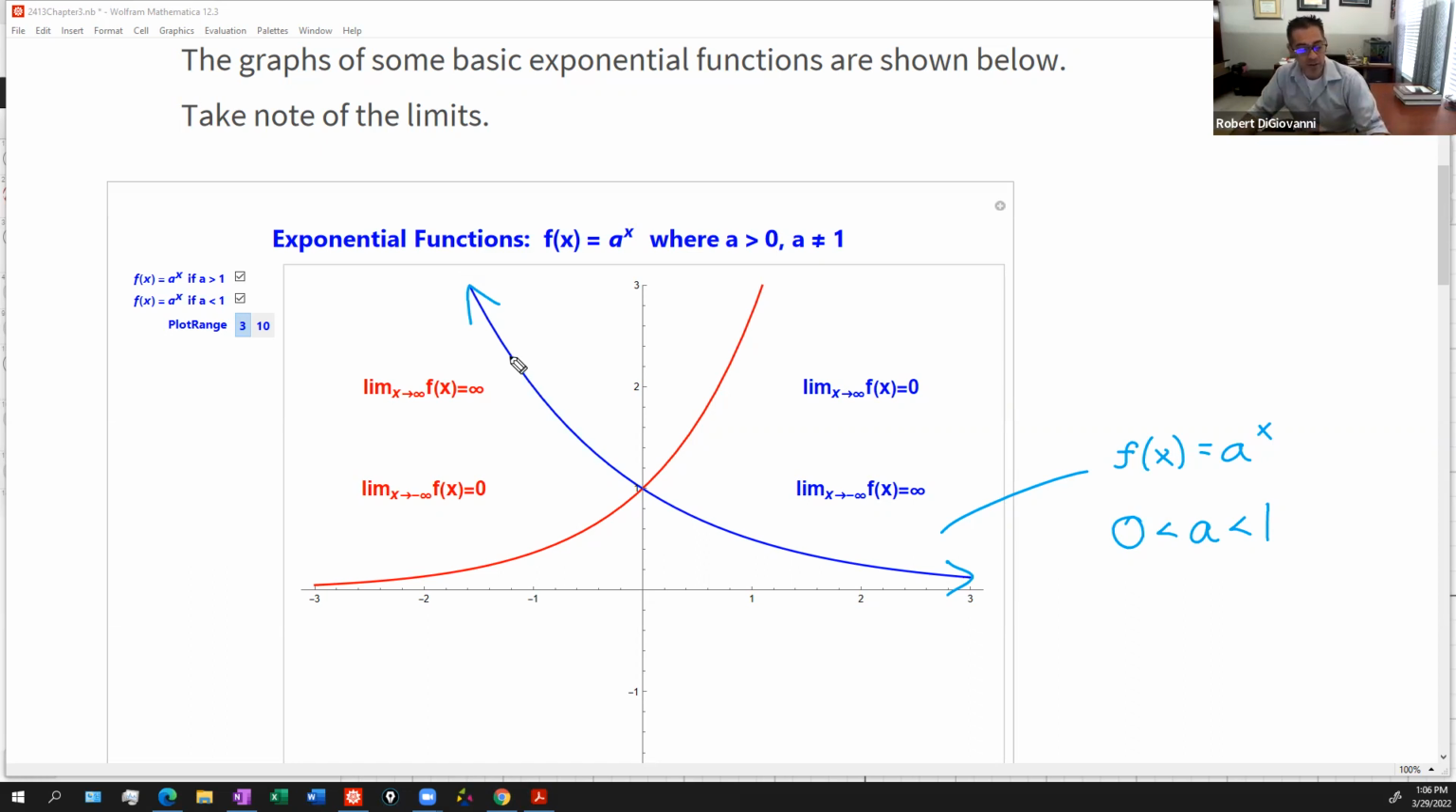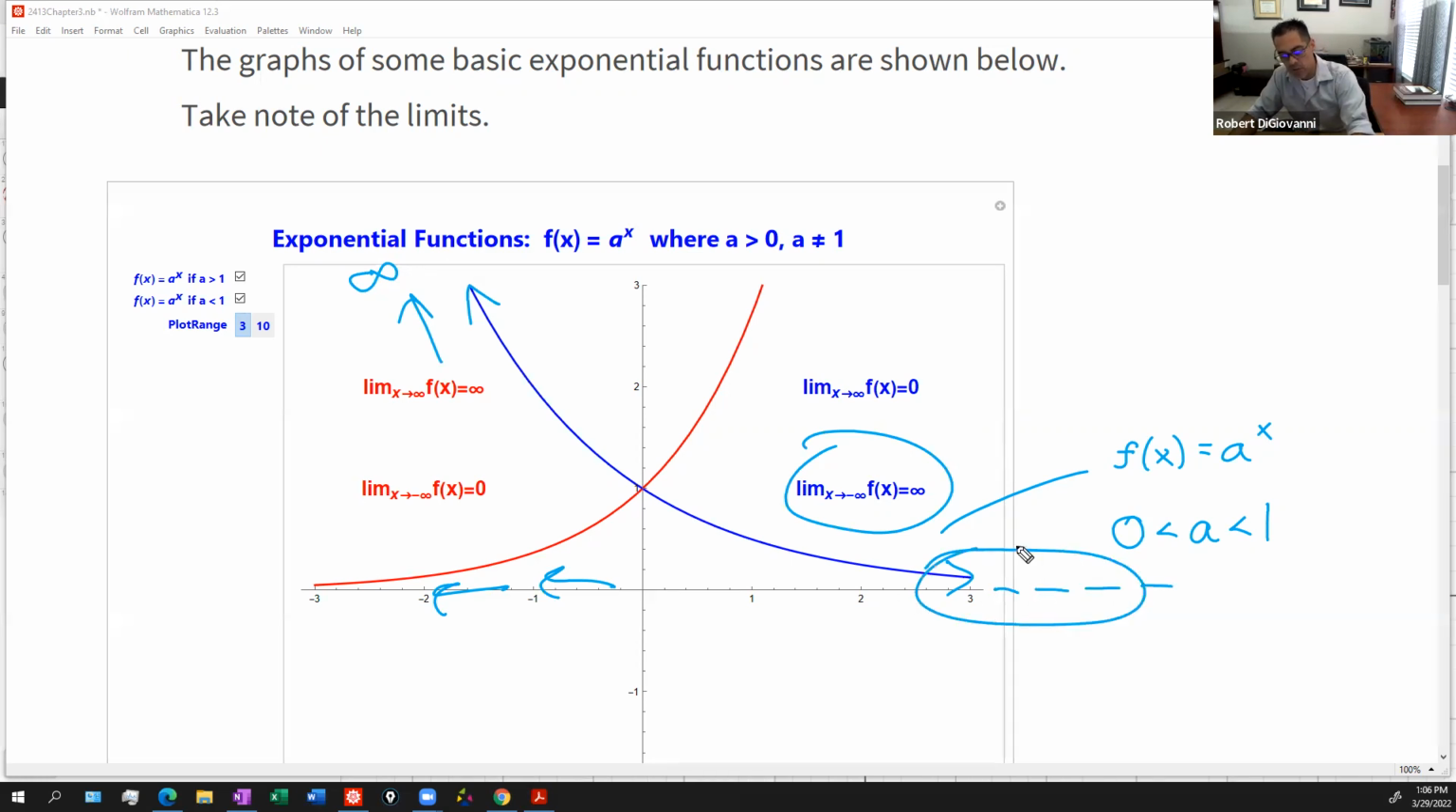That means as you go to the left, this thing goes to infinity, which is that one right there. And as you go to the right, this thing flattens out towards 0. That's what this limit's saying. Is that clear? Do I need to expand on that at all? You need to know what exponential functions look like if the base is bigger than 1 and if the base is between 1 and 0. We're good?